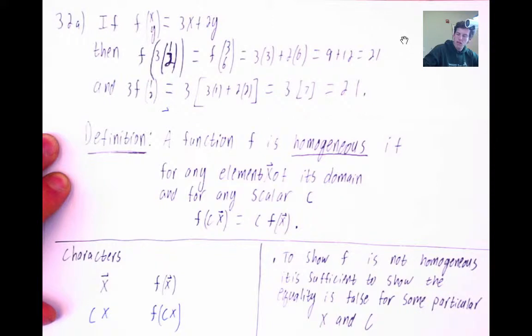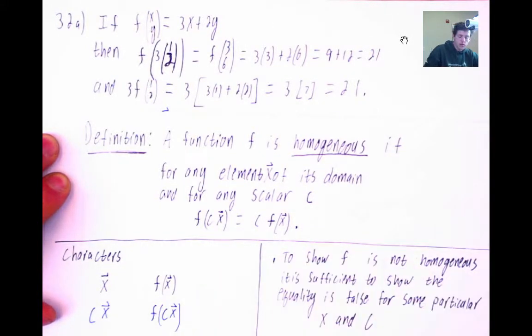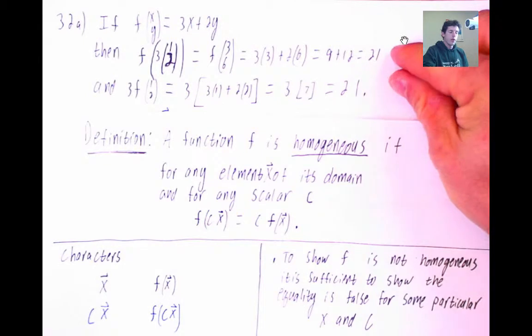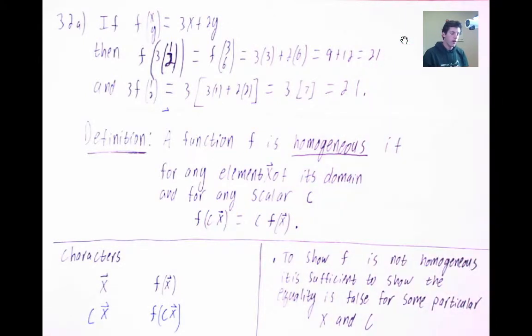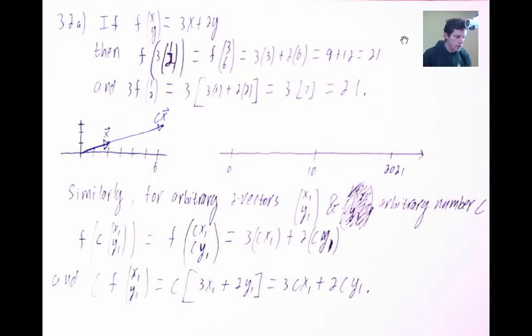Now the characters involved in the story will be x, now a vector, and f of x will be a number. In blue, we'll have c times x, that's a vector. C times x is a vector, so f of c times x will be a number, and c times f of x. If we're going to show that this is homogeneous, we need to show that this equality holds for arbitrary c and x. Okay, so I'm looking at a particular case, everything worked out. 21 in both cases, and I'll draw this as I've been doing in the other examples.